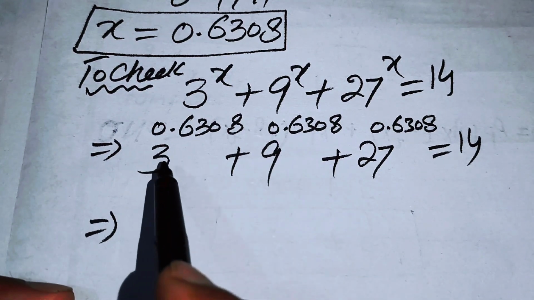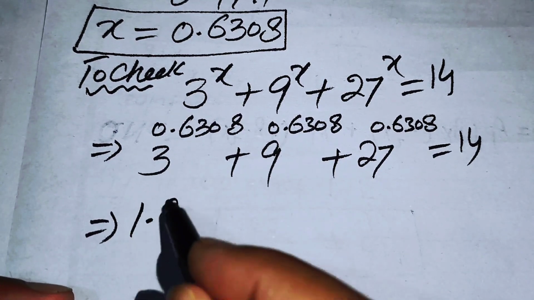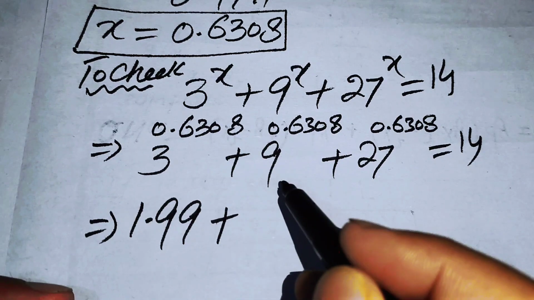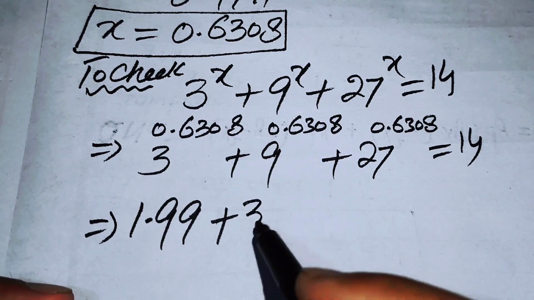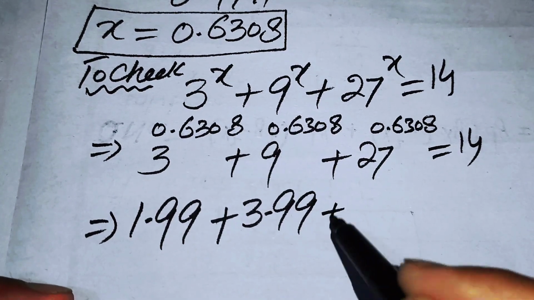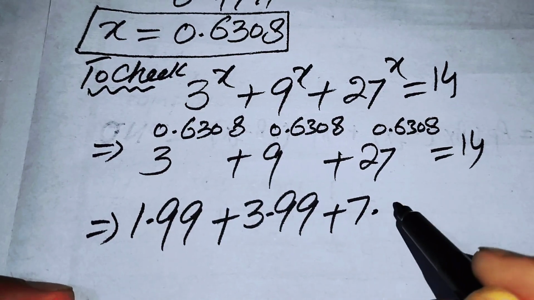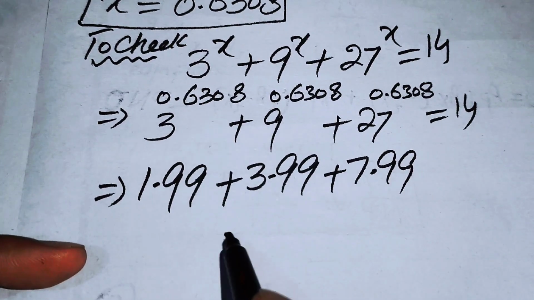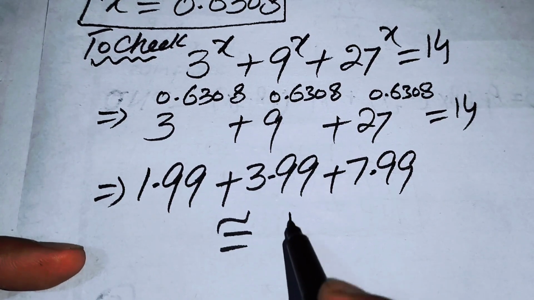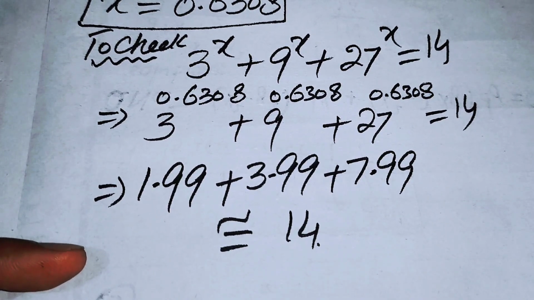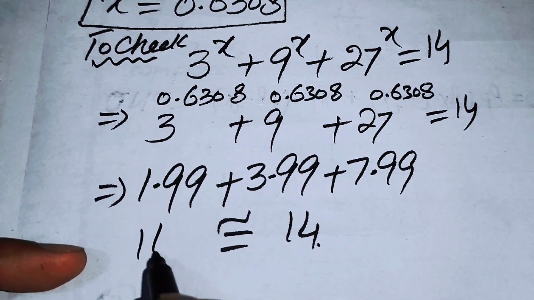When you evaluate these values, you get 1.99, then 3.99, and here you get 7.99. So this is approximately equal to 14, and the right-hand side is equal to the left-hand side.